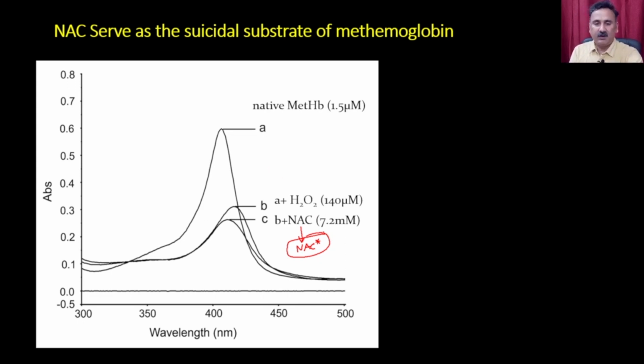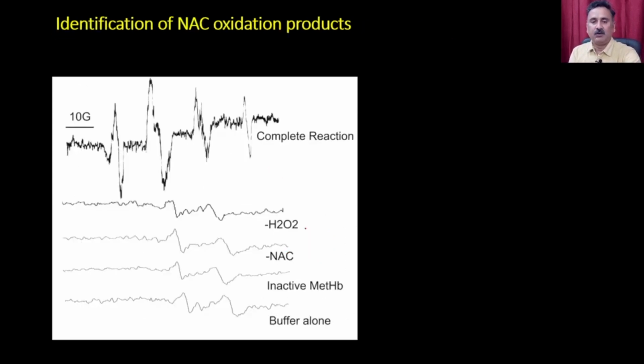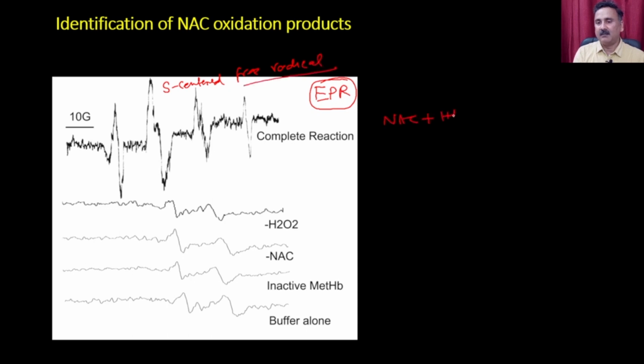So we identified what kind of modification it is. We did an EPR experiment, or electron paramagnetic resonance spectroscopy, and what we found is that a sulfur-centered free radical is produced when you treat the NAC plus methemoglobin plus H2O2.